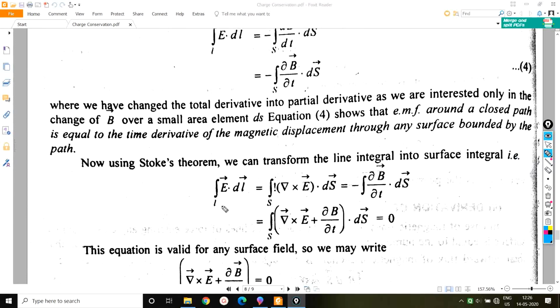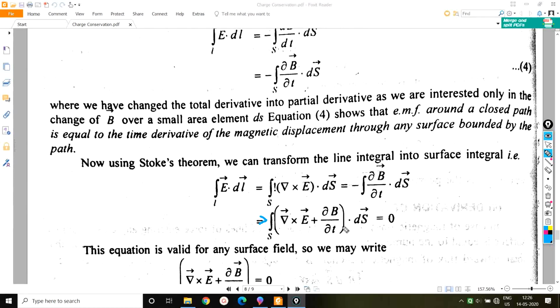Line integration of E dot dl is replaced by surface integral. This factorial sign is an error here. Surface integration of curl of E dot ds is equal to minus integration of del B del t dot ds, which will imply surface integration of curl of E plus del B del t dot ds equals 0.